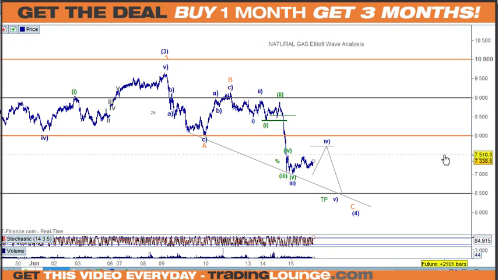So I think we've got wave 4 here that can pull back out to 38.2%, but it will probably struggle to find support on top of the 500 here. That would be a nice little area to look at.